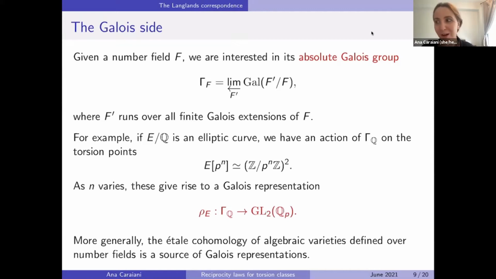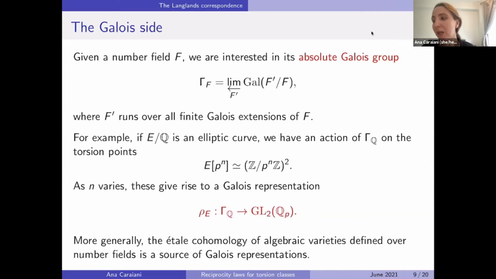It's equipped with this profinite topology that turns it into a Cantor set. And it's very hard to study directly. So what we do instead is we try to understand this group by studying its representations, more precisely its continuous finite dimensional representations.